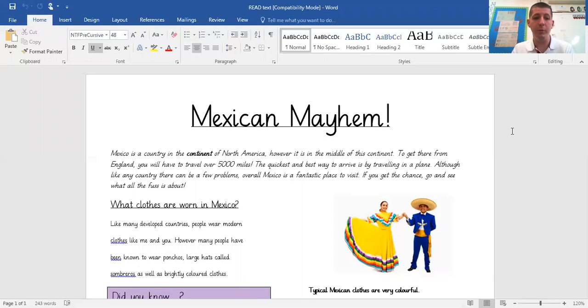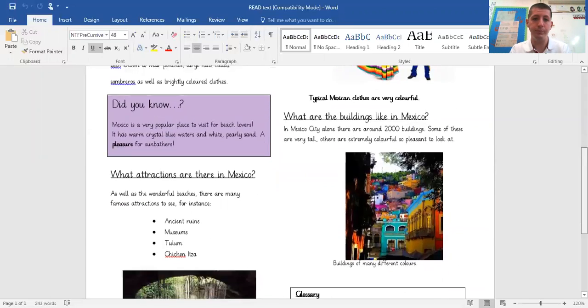Now we've got the first subheading here, which says, what clothes are worn in Mexico? Like many developed countries, people wear modern clothes like me and you. However, many people have been known to wear ponchos, large hats called sombreros, as well as brightly coloured clothes. And you can see on that side there, on the right-hand side, there's a picture of people wearing traditional Mexican clothes. It says, typical Mexican clothes are very colourful. Let's scroll down and read some more.